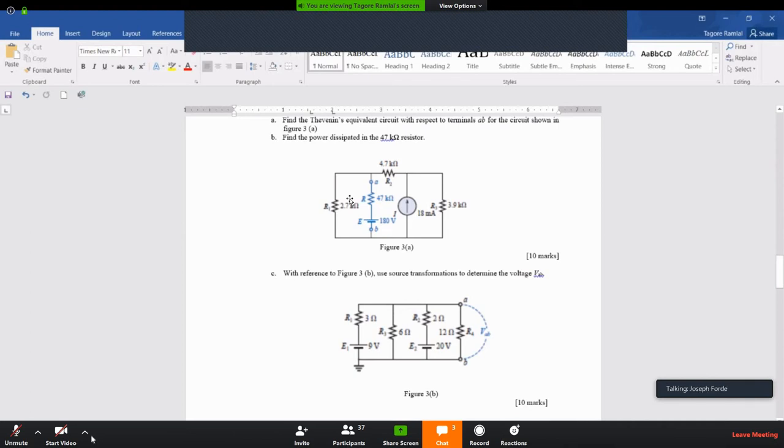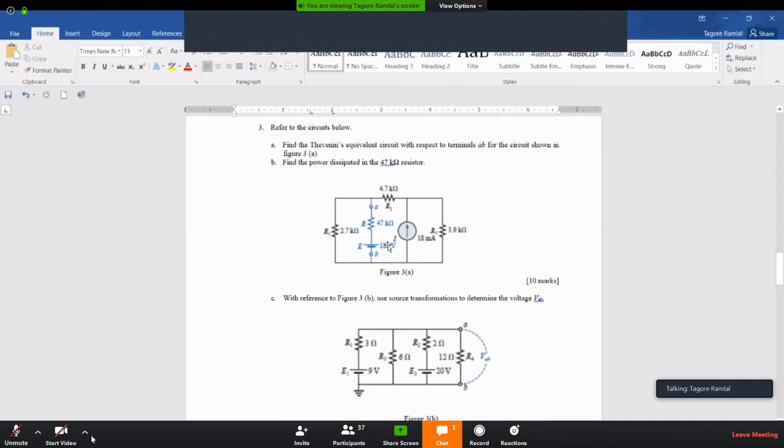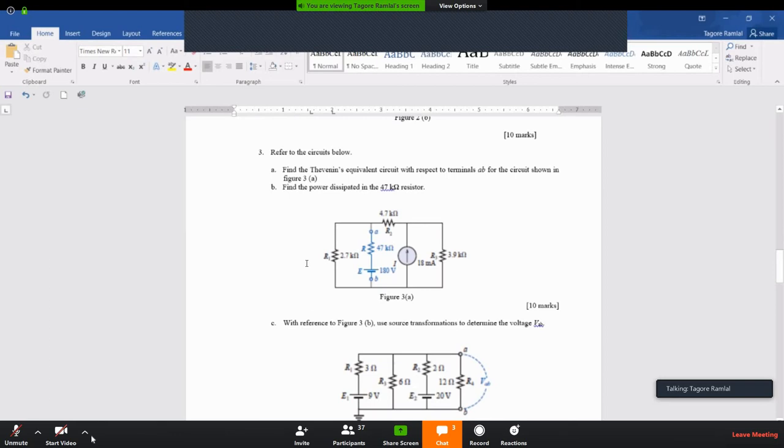Repeat that, please. A current source in parallel with a resistor is equivalent to a voltage source in series with a resistor. Right. So I'll end up with a simple series circuit. And in that simple series circuit, all I need to do is to find the voltage drop across R1, and that will be equal to VAB. Okay.